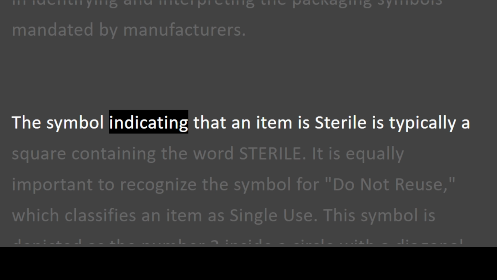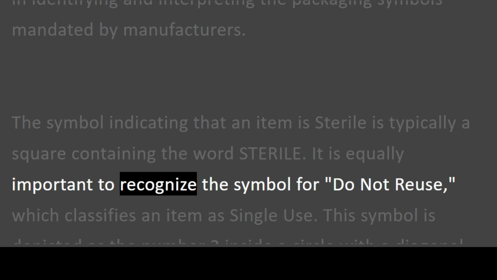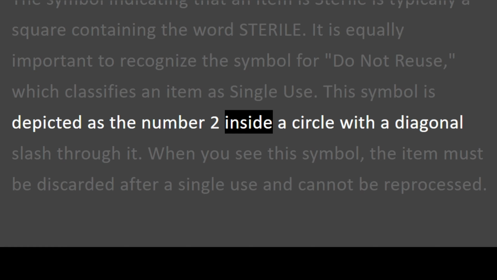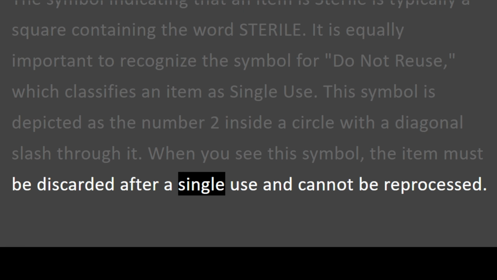The symbol indicating that an item is sterile is typically a square containing the word sterile. It is equally important to recognize the symbol for "Do Not Reuse," which classifies an item as single-use. This symbol is depicted as the number 2 inside a circle with a diagonal slash through it. When you see this symbol, the item must be discarded after a single use and cannot be reprocessed.